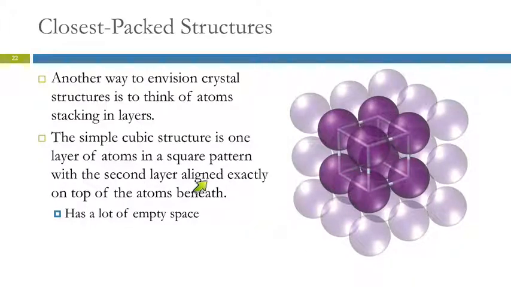So the simple cubic structure is one where you have a layer of atoms where the atoms are arranged in a square pattern, and the second layer of atoms is directly above the first layer of atoms. Okay? There's a lot of empty space. Marbles, tennis balls don't want to do this in a box unless you kind of force them to do it. There's a lot of empty space. It's not the closest way to pack them. So this is not a closest pack structure. That's a simple cubic structure.